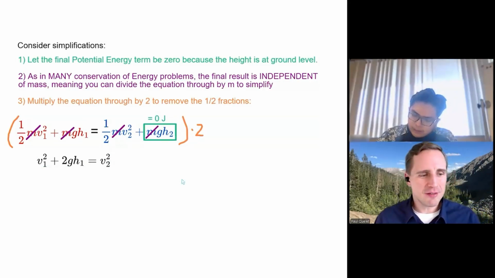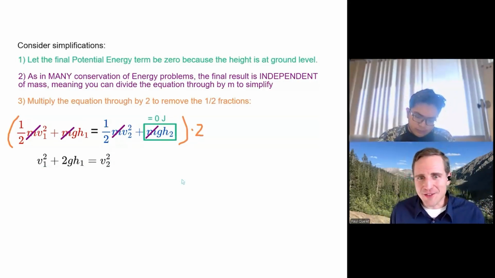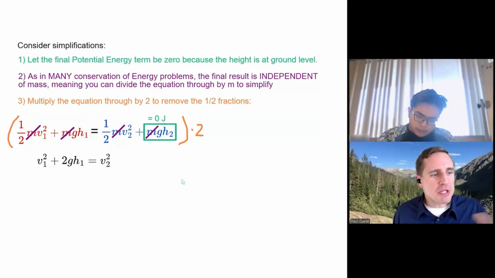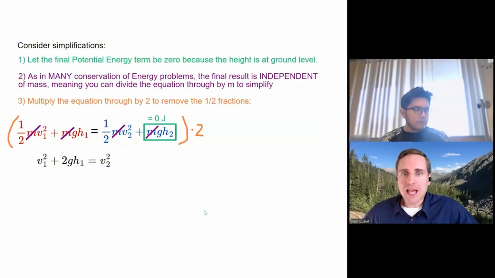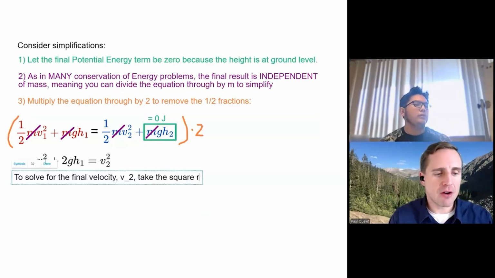One of the terms is gone, just 0. No fractions left because we multiplied by 2, and we divided the masses out so you don't have to write m. Now, what's the very last step that we need to do to solve for v2? Yeah, take the square root of both sides.